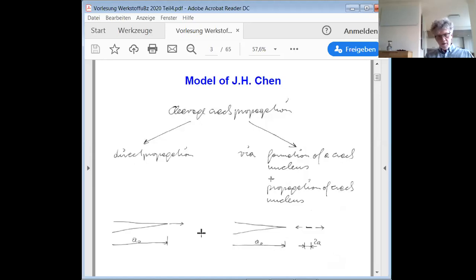Okay. Let's go back. What we can also see is that direct propagation is very rare. It rarely occurs in metals. Probably for ceramic materials, direct propagation could be a conventional mechanism, but for metals, direct propagation is very seldom. So in most cases, cleavage crack proceeds via the mechanism of the formation of the crack nucleus and the propagation of the crack nucleus.